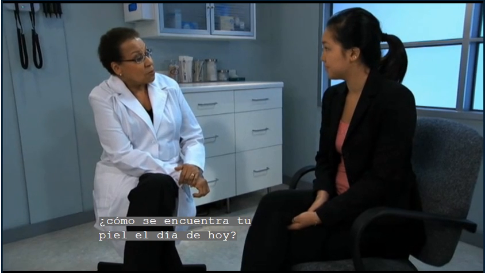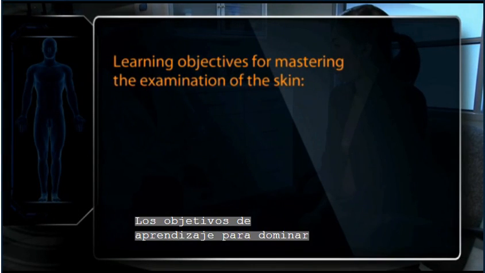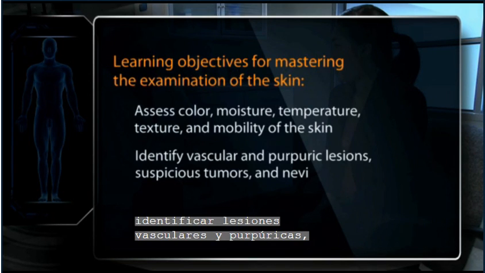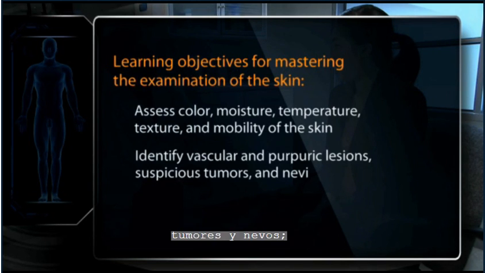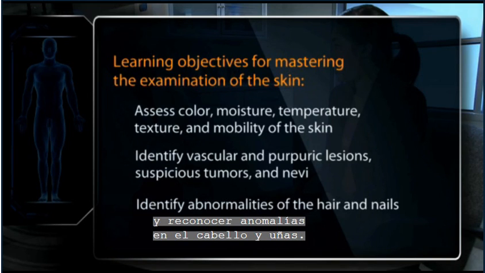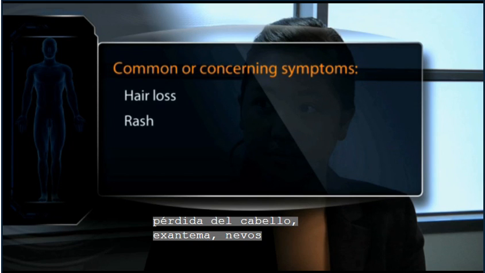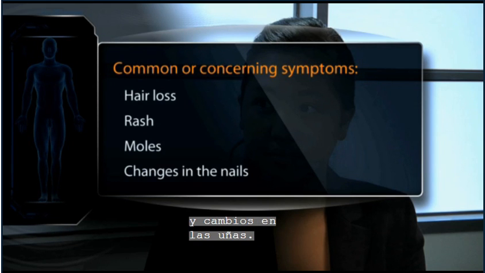Do you have any concerns about your skin today? Your learning objectives for mastering the examination of the skin are to assess the color, moisture, temperature, texture, and mobility of the skin, to identify vascular and purpuric lesions, suspicious tumors and nevi, and to identify abnormalities of the hair and nails. Common or concerning symptoms relating to the skin include hair loss, rash, moles, and changes in the nails.